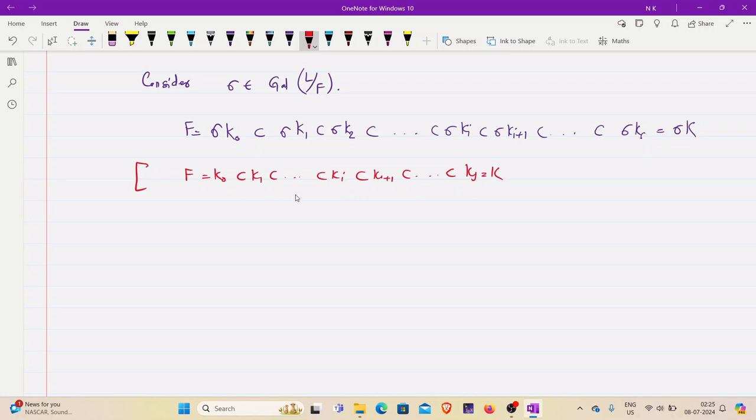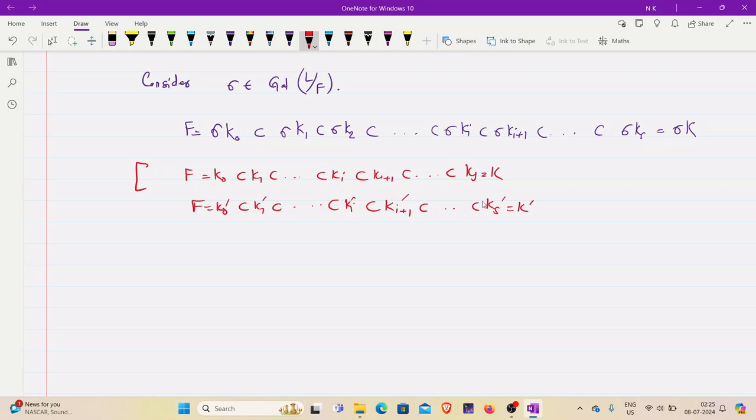That's the root extension. And suppose we have another root extension K dash. So definitely F equal to K naught dash, contained in K1 dash, contained in so on, Ki dash, contained in Ki plus 1 dash, contained in so on, Ks dash, that is equal to K dash. Okay, so that is another root extension. Now we can combine these two root extensions. We just have to take care of one thing.